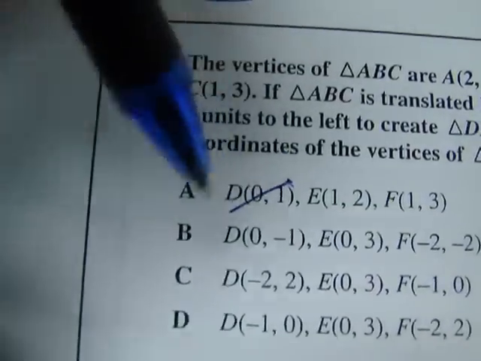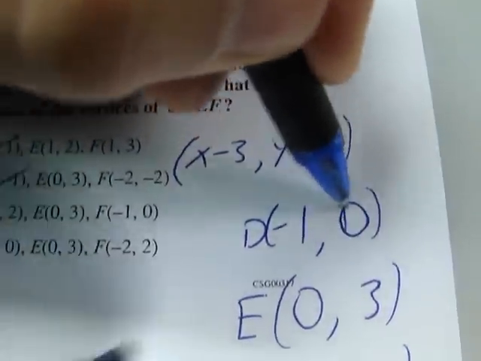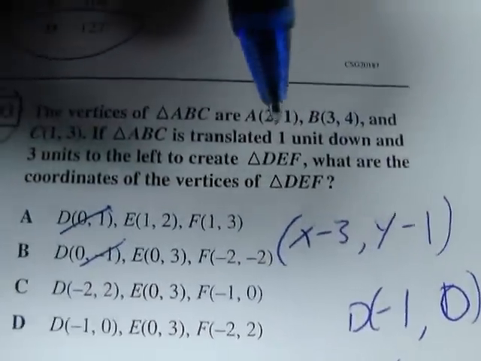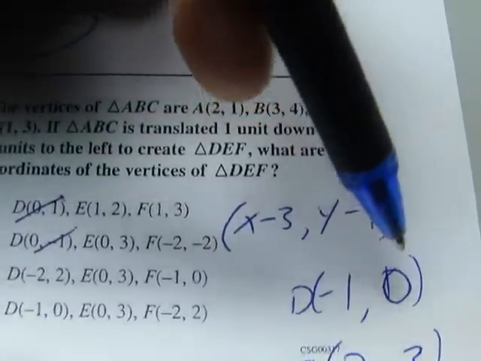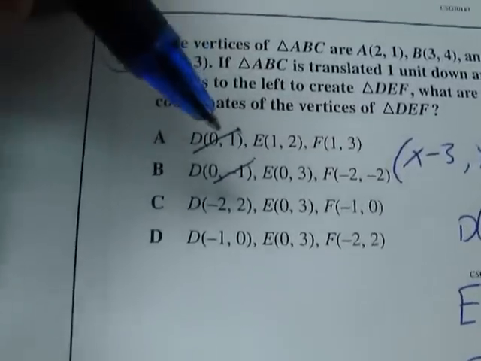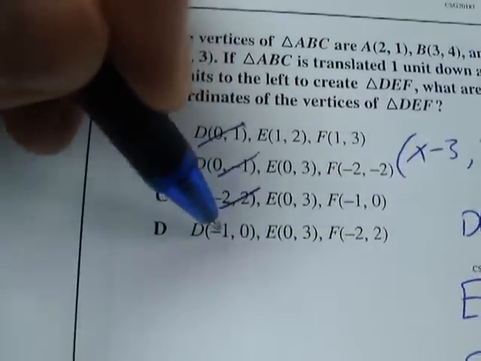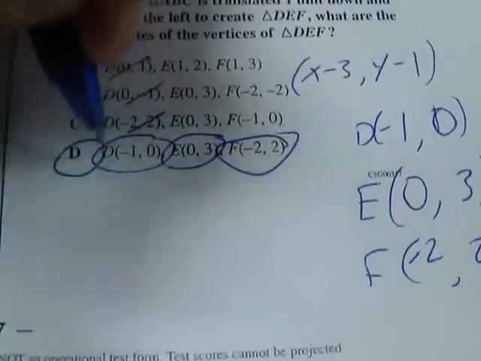So we're looking for the answer choice that matches these. Oh, I wrote the wrong number. It was 0, wasn't it? That's such a silly mistake. Going back to A: 2 minus 3 is negative 1, and 1 minus 1 is 0. I don't know why I wrote 1. So negative 1, 0. Still no, still no, still no. Yes, okay. E is 0, 3. Check. F, negative 2, 2. Check. It's got to be D. Sorry about that mistake. Hope you can forgive me.